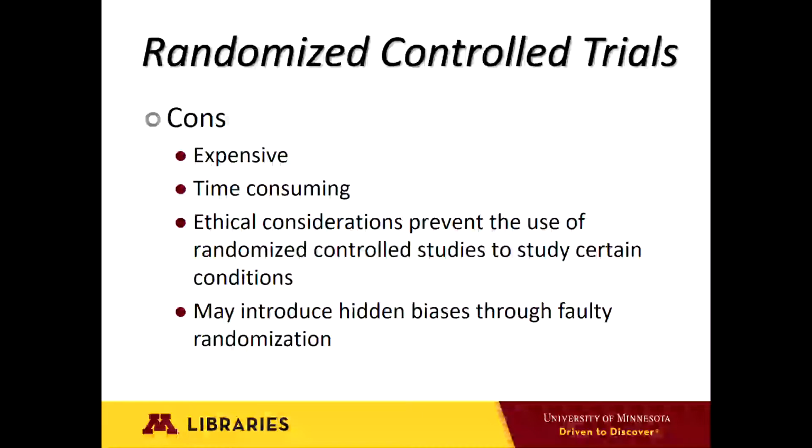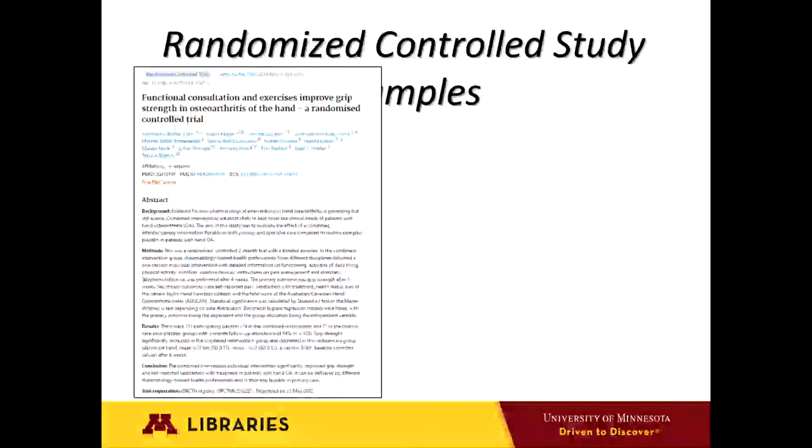Some of the disadvantages of randomized controlled trials are that they are expensive and very time-consuming. Ethical considerations prevent the use of randomized controlled trials to study certain conditions, and they may introduce hidden biases through faulty randomization. Here are screenshots of 3 examples of randomized controlled trials.